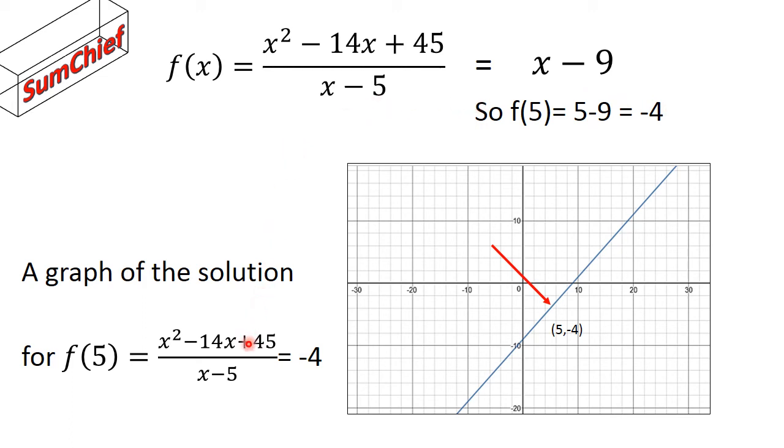So f of 5, with f of x equals x squared minus 14x plus 45 divided by x minus 5, equals minus 4. I've got a little graph here to show you where the solution is. So when x equals 5, y equals minus 4. And that's our answer.